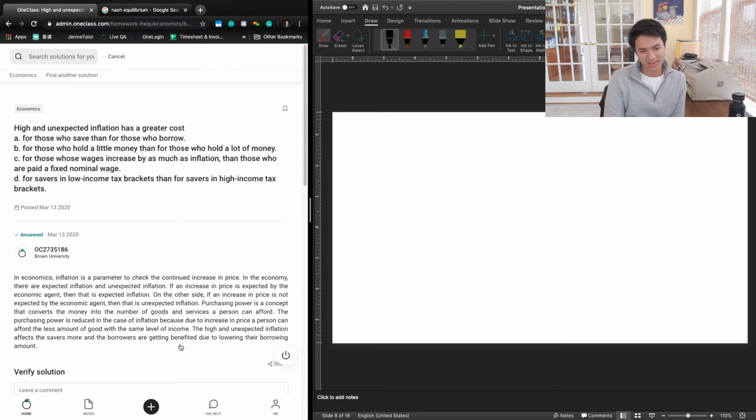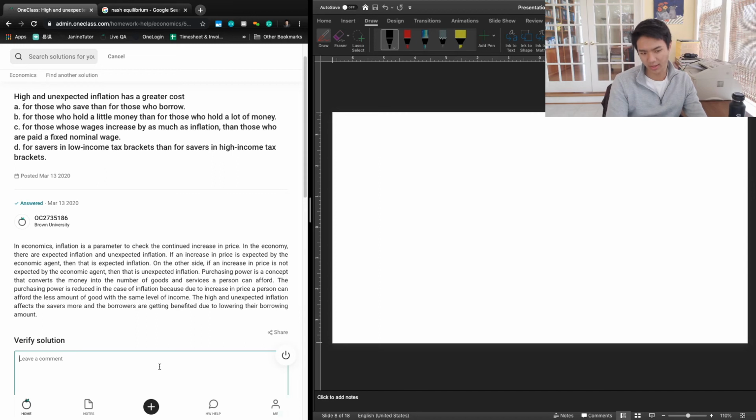Purchasing power is a concept that converts the money into the number of goods and services a person can afford. Purchasing power is reduced in the case of inflation because due to an increase in price, a person can afford less amounts of the good with the same level of income. The high and unexpected level of inflation affects savers more, and the borrowers are getting benefited due to lowering their borrowing amount. Right, so that's good. I think that last half is really the important point there.